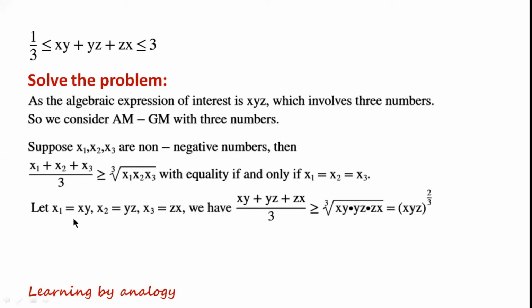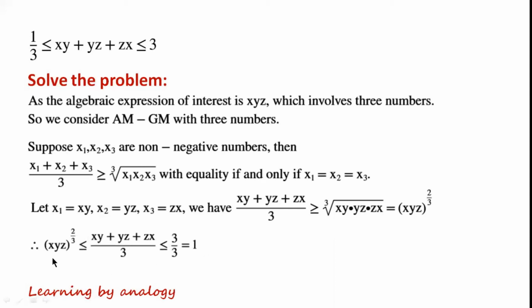Let x1 = xy, x2 = yz, x3 = zx. We have (xy + yz + zx)/3 ≥ the cube root of xy · yz · zx, which is equal to (xyz)^(2/3).